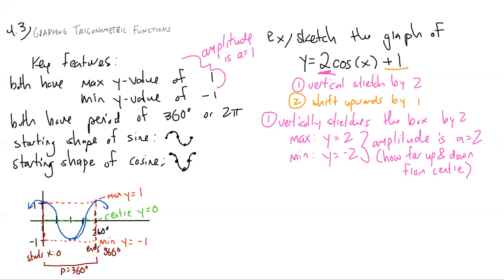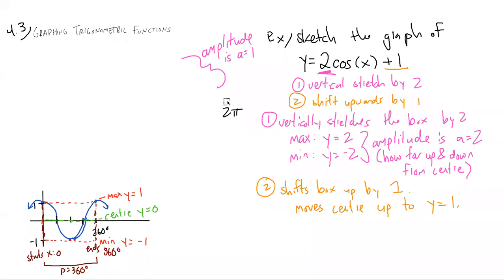And then that shift upwards by 1, technically we're actually going to do that first, but that's okay. So that shift upwards by 1, what that's going to do is shift the box up by 1. And what that's going to do for us is move the center up to y equals 1. And so what I'm going to do with that is basically draw a function that has the same other features. We haven't affected any of the horizontal features, but we have affected the vertical features.